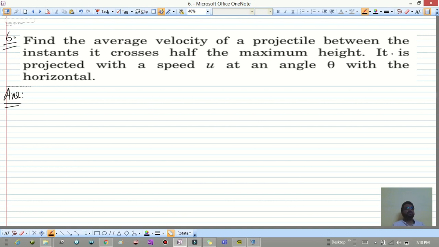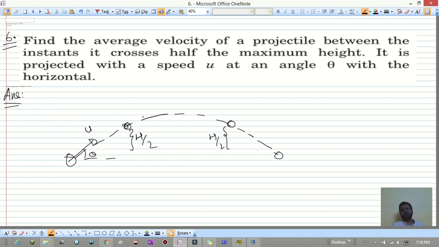Find the average velocity of a projectile between the instants it crosses half the maximum height, it is projected with a velocity u at an angle theta. Okay, so we have this initial velocity u at an angle theta. It will go and hit somewhere here, suppose at half the maximum height, which is h by 2, and here also it is h by 2. So we have the velocity at half the maximum height here, and the velocity at half the maximum height there. This velocity is exactly equal to this velocity.